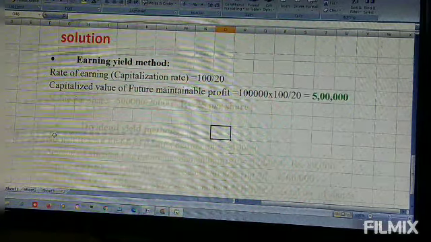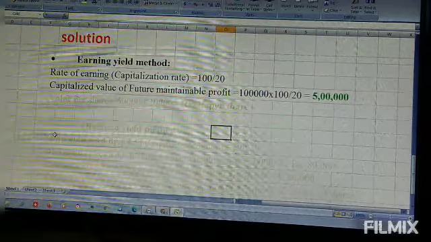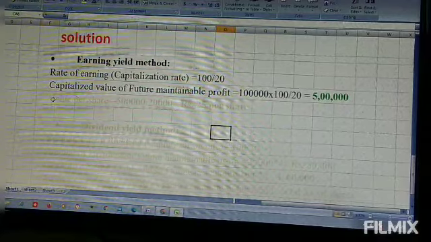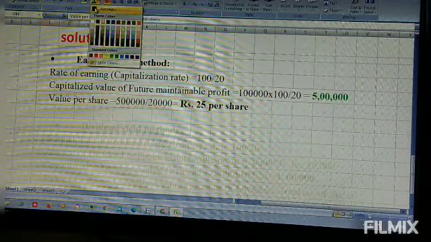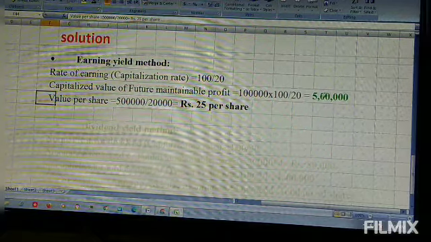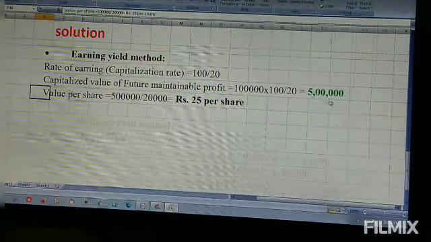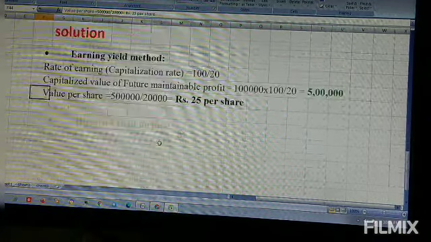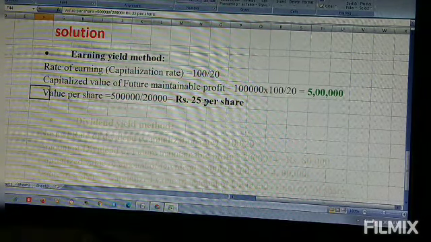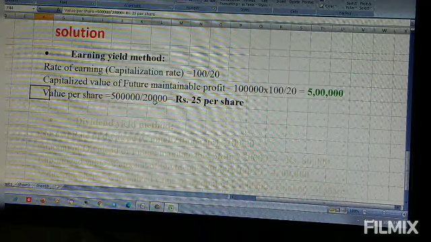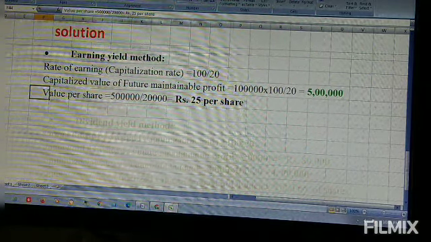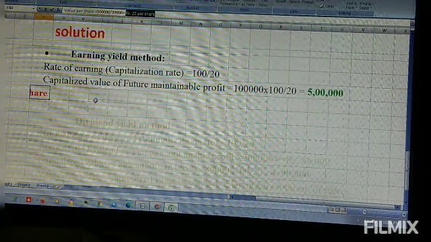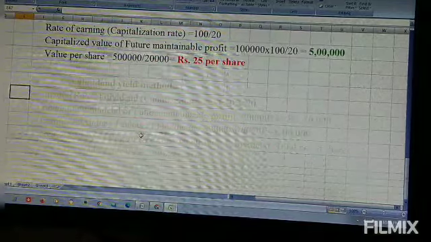So like this. Lastly, what we have to do is find out the value per share. Very easy. Value per share: what is the total value of the capital? It is 5 lakh. How many shares are there? It is given in the problem, 20,000 shares. Therefore 5 lakh divided by 20,000 is rupees 25 per share. This is the value of the share, right? I hope you got it.